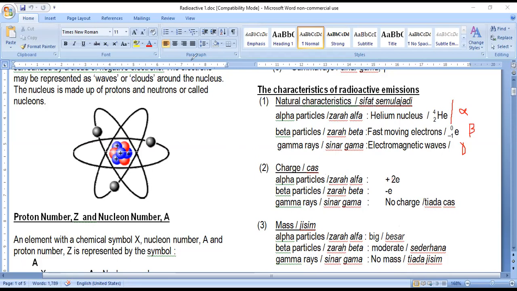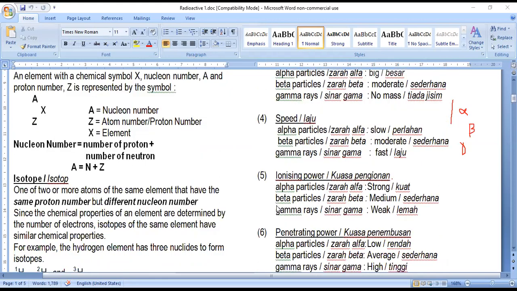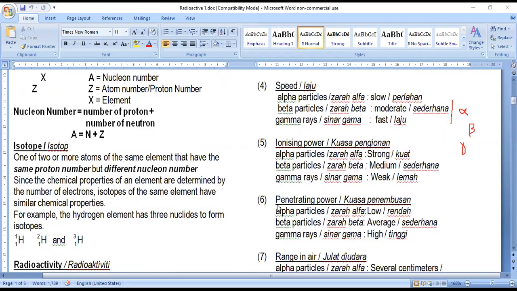Okay, next we look at speed. This one is related to mass. So we know that alpha has the bigger mass, so in terms of speed, it's slowest. Beta will be moderate, gamma will be fastest because gamma is a wave. Okay, gamma is a wave. And then ionizing power. Now, what is meant by ionizing power or ionization?